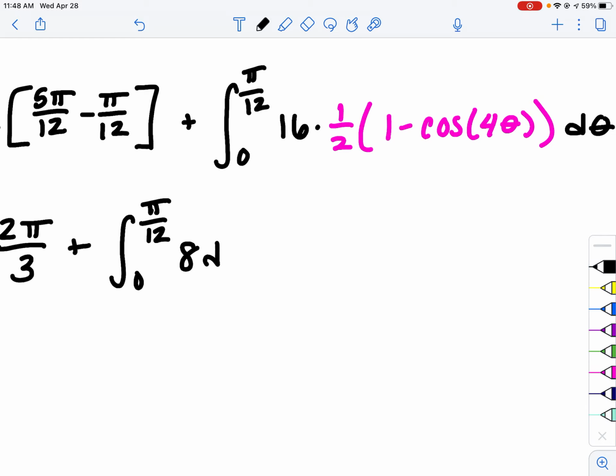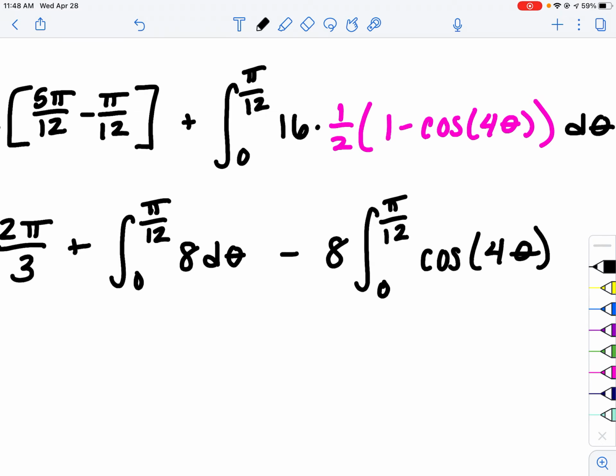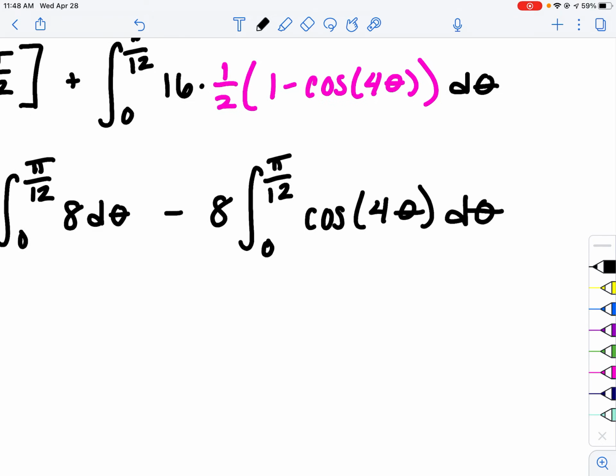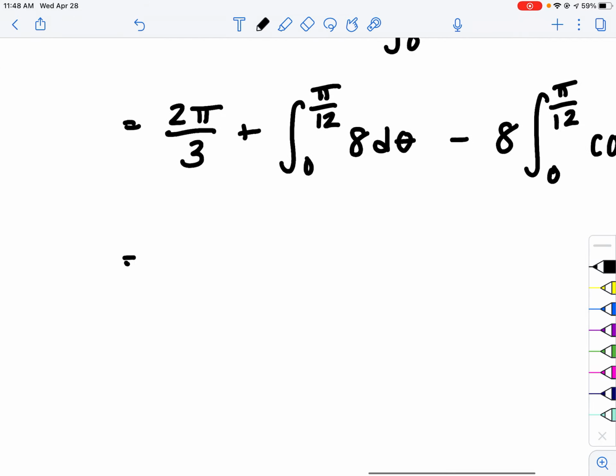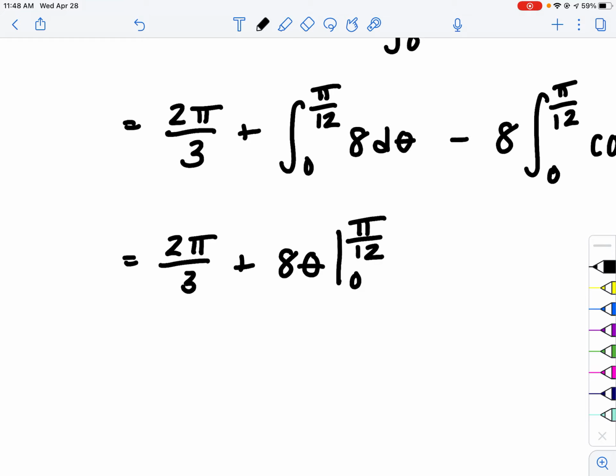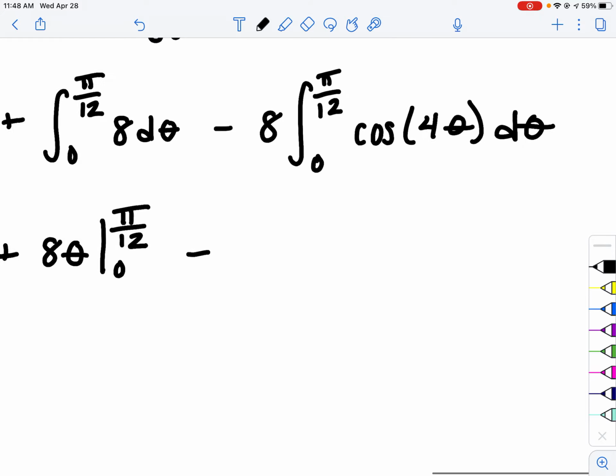So I'm going to get the integral from 0 to pi over 12 of 8 d theta minus 8 times the integral of 0 to pi over 12 of cosine of 4 theta. Why do I keep saying pi today? Okay, so we're going to keep bringing down that 2 pi over 3. Now, integral of 8 d theta, we're just going to do 8 theta from 0 to pi over 12.